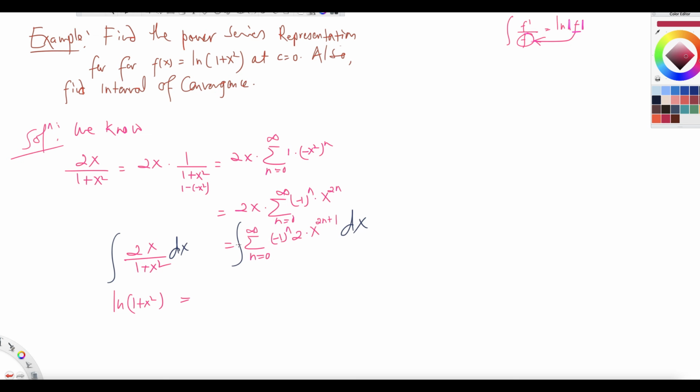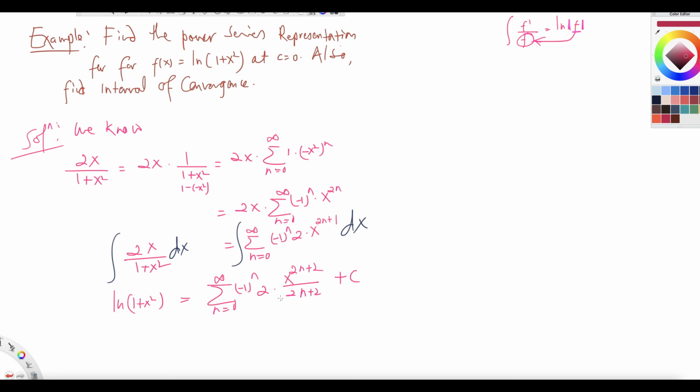What do you get? If you find the integral, you will basically get the summation n equals 0 to infinity, (-1)^n, and the integral of x^(2n+1) will be x^(2n+2) over 2n+2, and then plus c. Okay guys, that's what you get here.